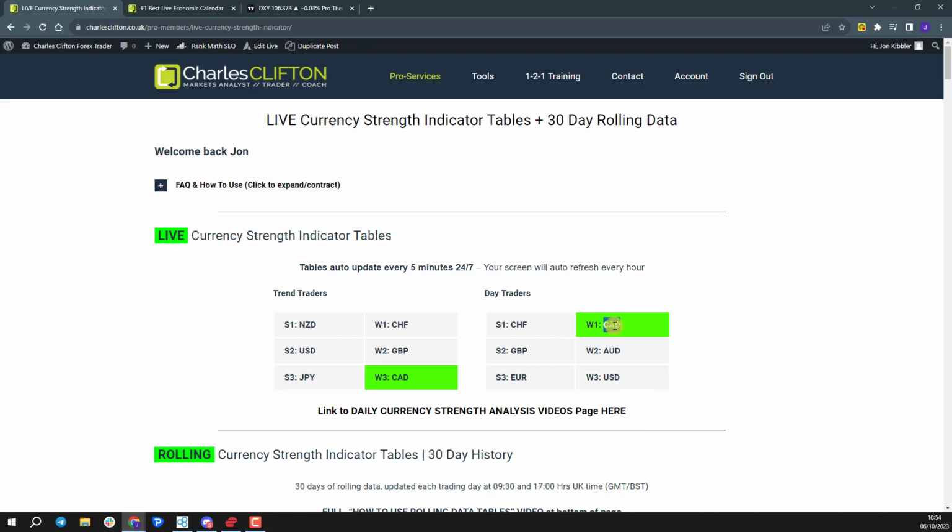CAD the only currency here. We did have New Zealand dollar on here as a strong currency. You can see that it's topping our trend traders table at the moment, but that has gone away as well. So we're really only left with the Canadian dollar, and there's some big CAD data up today. So it may be one of these days where we just wait for the dust to settle.